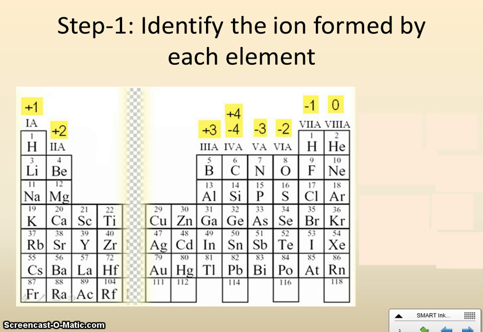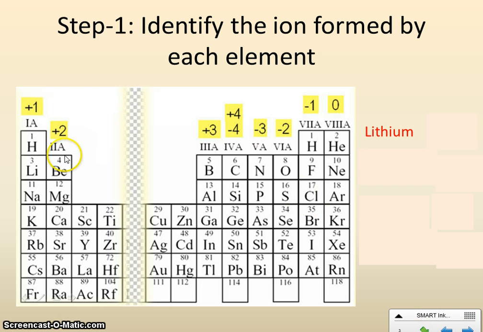First of all, we need to be able to identify the ion formed by each element. We learned, and you have this picture in your notebook as well, that everything in group 1, when it forms an ion, will have a +1 charge. Group 2 will have a +2, and so on across. Group 8 does not form ions because they're already stable. So, quick test on your ion skills.